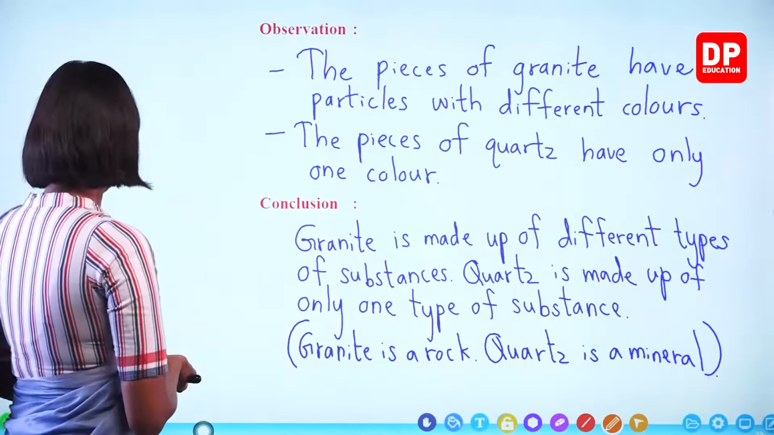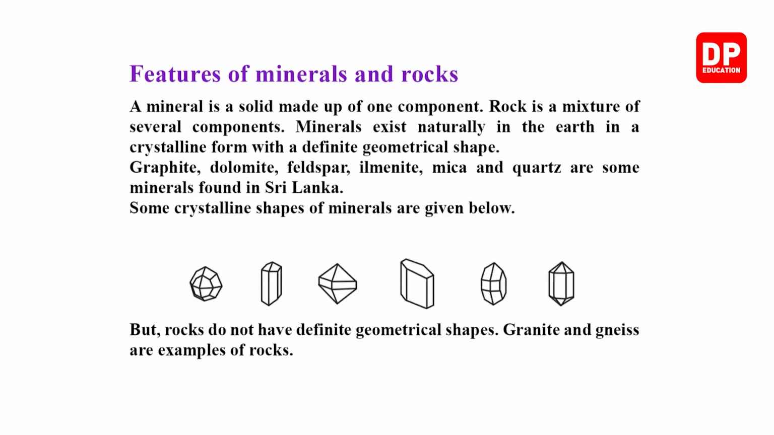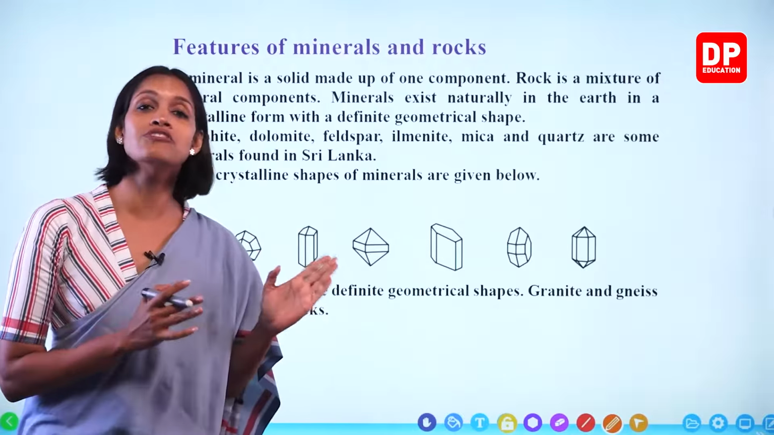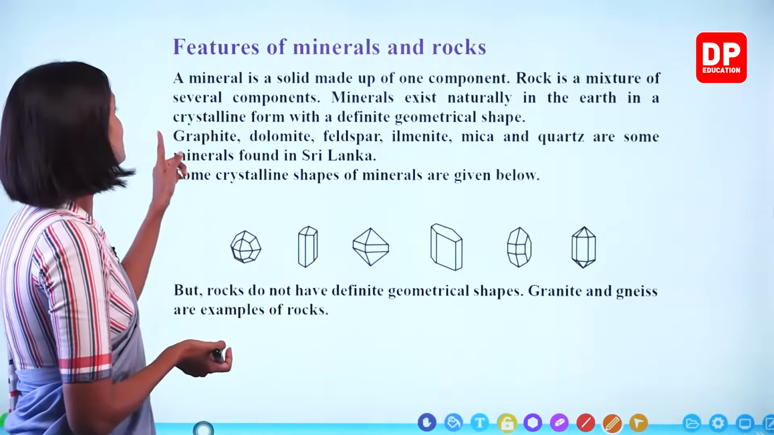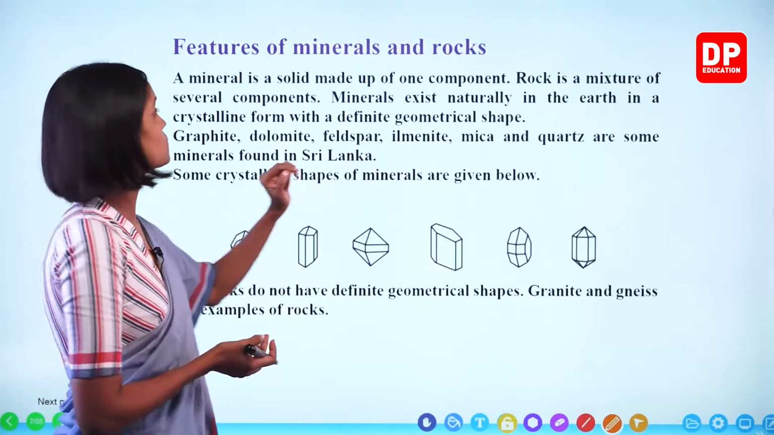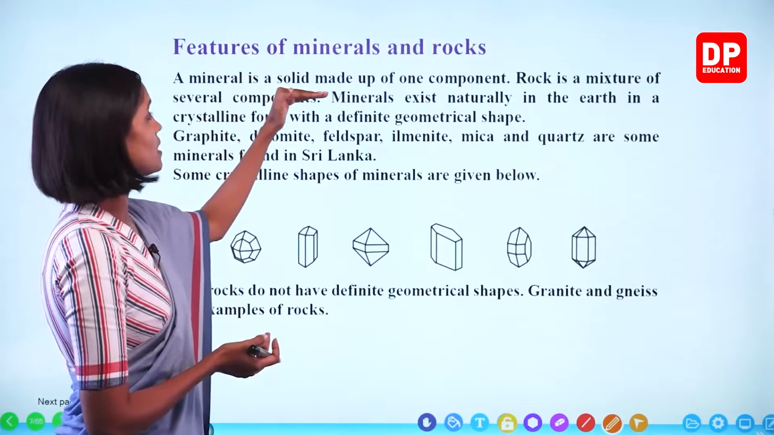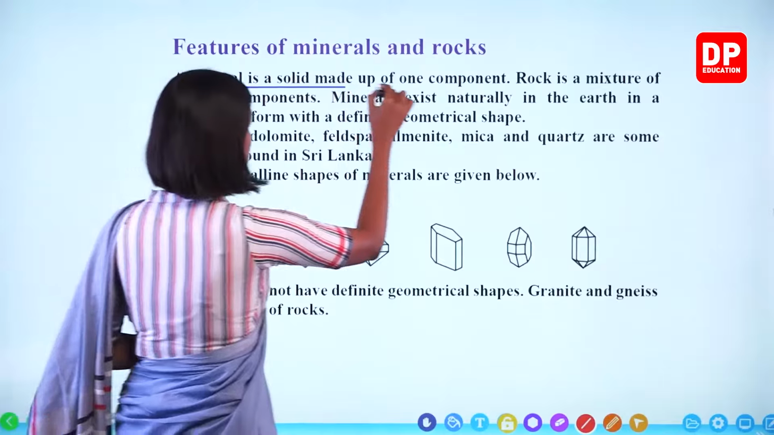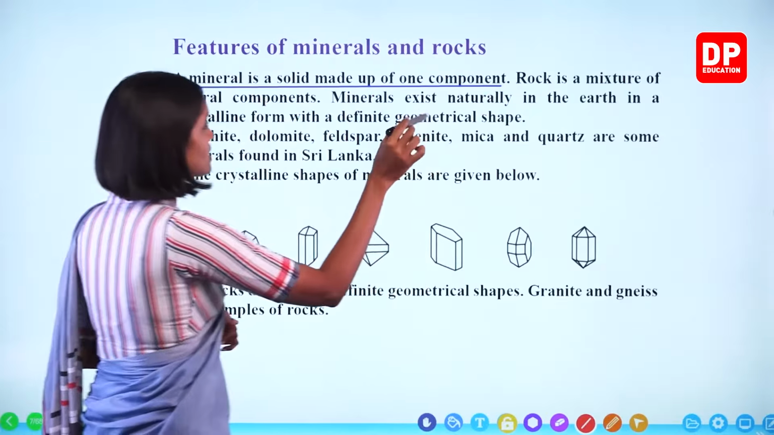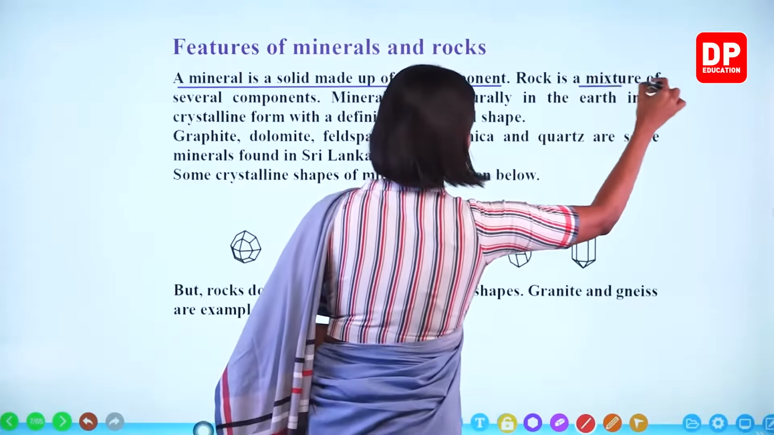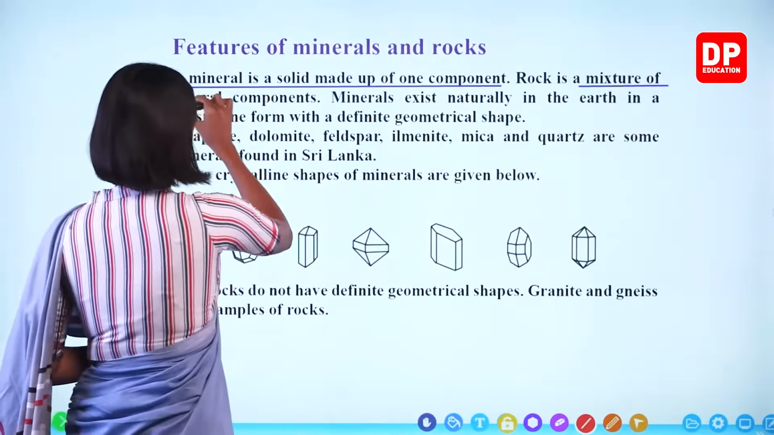Okay? Right. So features of minerals and rocks. Now it's very clear after doing the previous activity, rocks and minerals are two different types of things. Okay? A mineral is a solid made up of one component. Rocks are also solids. A mineral is a solid made up of one component. Right? One component. Rock is a mixture of several components.